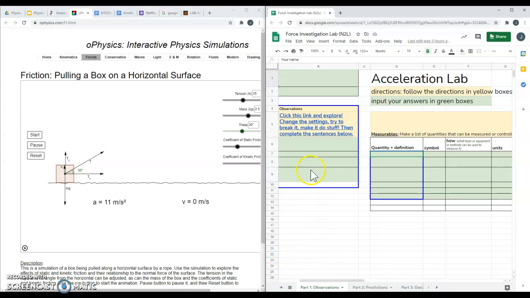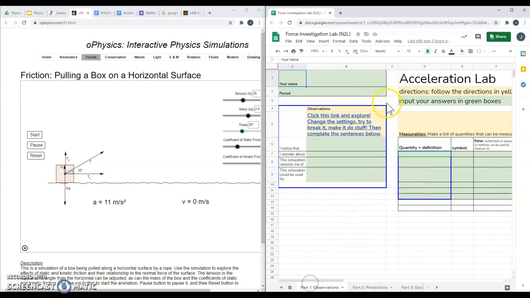So the instructions for Part 1 Observations are to include your name and your period here on our Google Sheet, and then to write down what you notice, what you wonder about, what the simulation reminds you of, and how the simulation could be used.